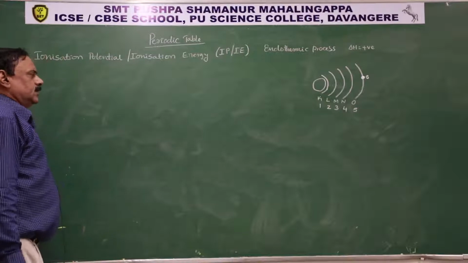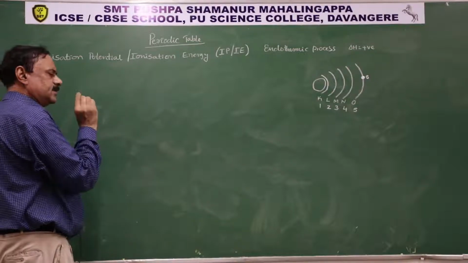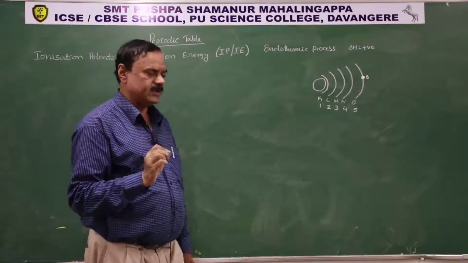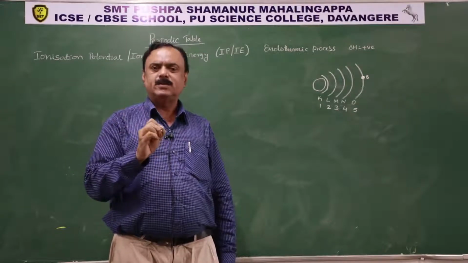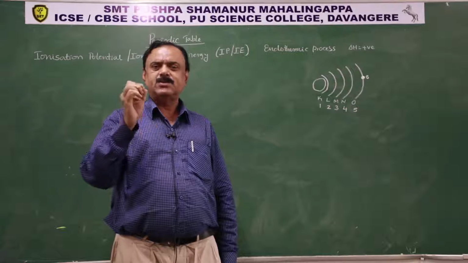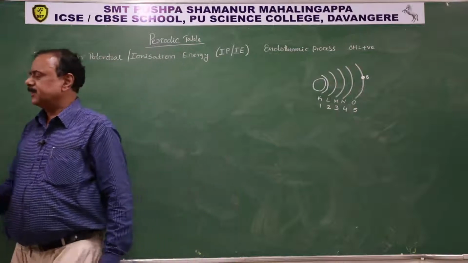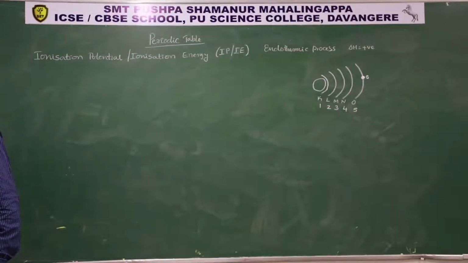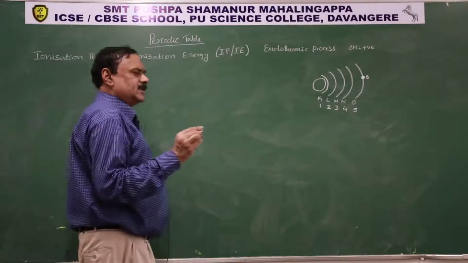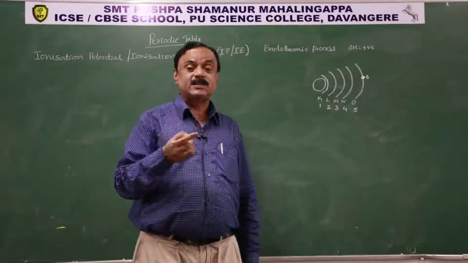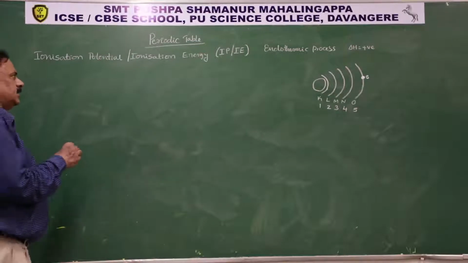Now, what is the definition of ionization energy? This is the minimum amount of energy required to remove an electron from the neutral gaseous isolated state of an atom. That should be in the higher energy level. If one electron is there, then no problem. If two electrons are there, we have to remove the second electron also.